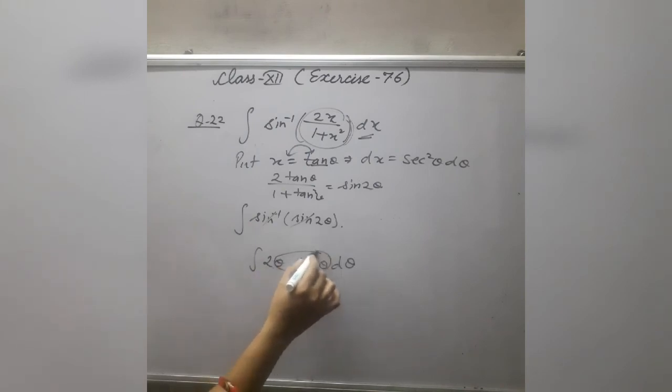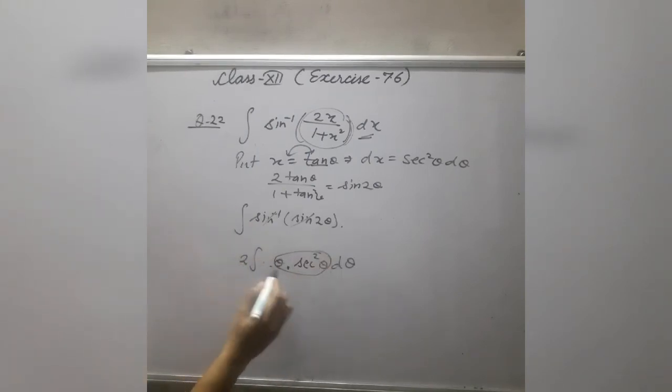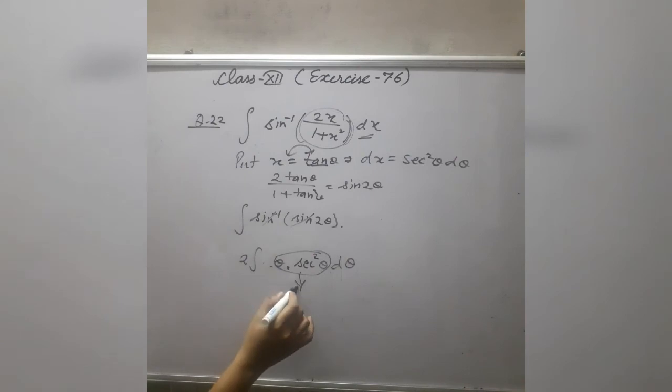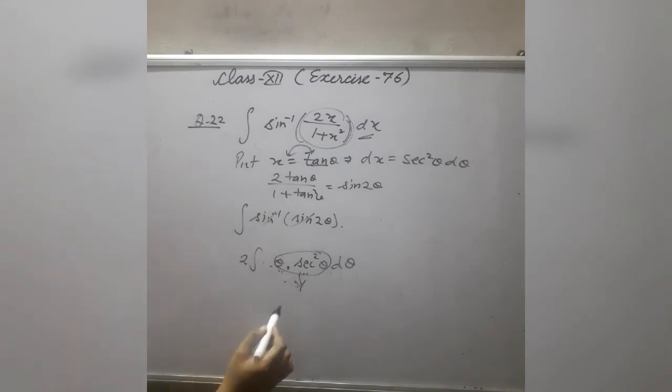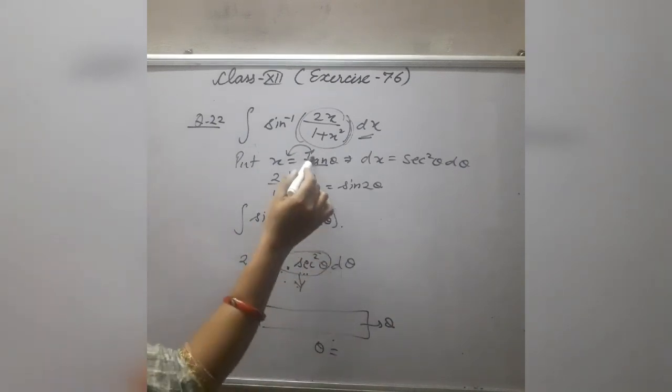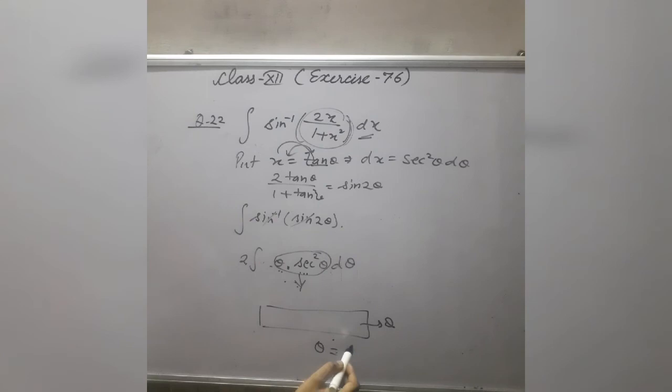Now you have theta into secant square theta, and this type of question we have already done. So here you will use the formula of integrating by parts. After using integrating by parts, you will get the answer in terms of theta. Then in the last step, in place of theta, you will write tangent inverse x. So you will get the answer in terms of x. So you will complete this sum yourself. So this is question number 22.